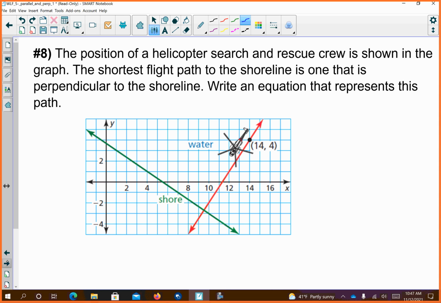And this helicopter. Let me see if there's anything remotely close to this. No. We're going to skip this one.